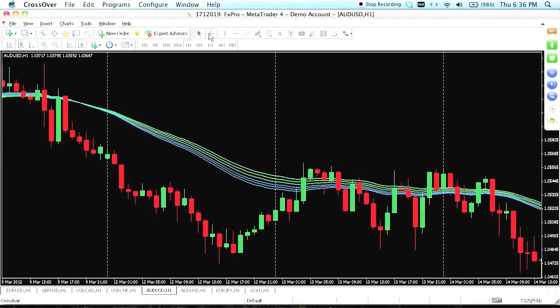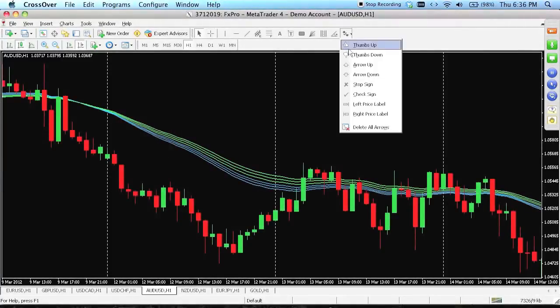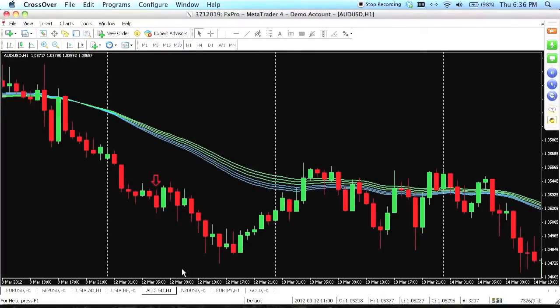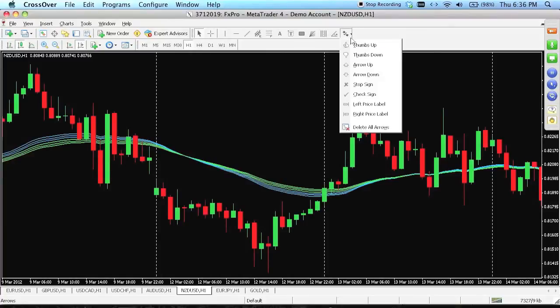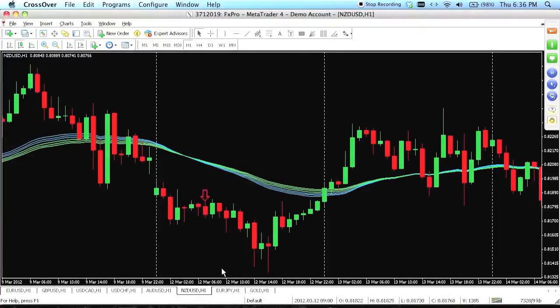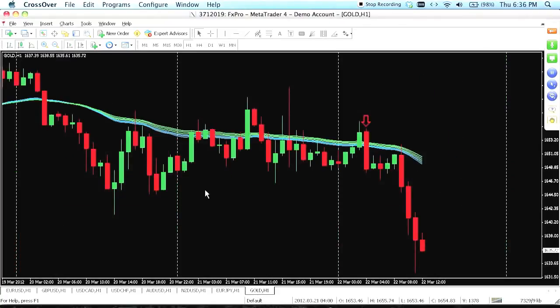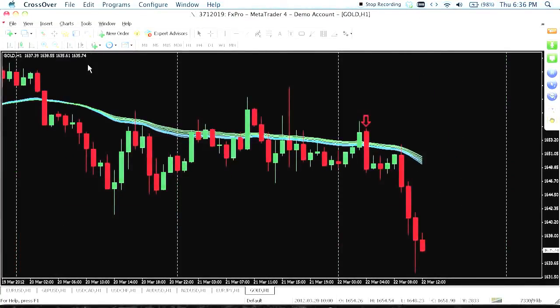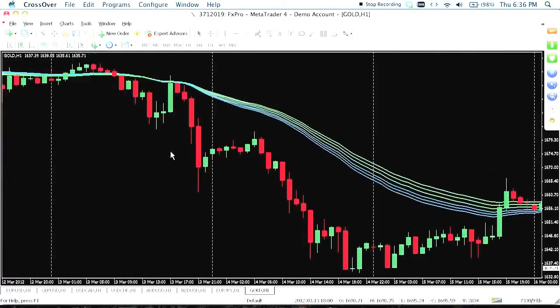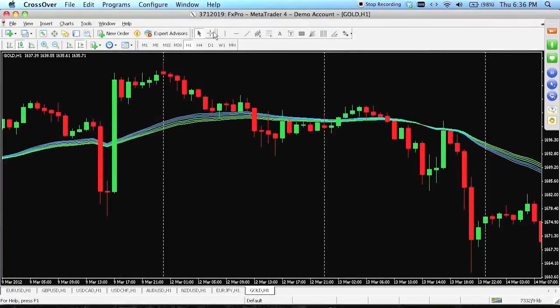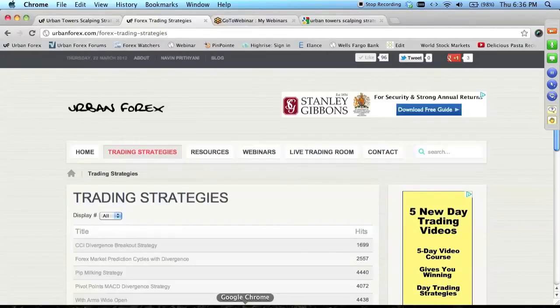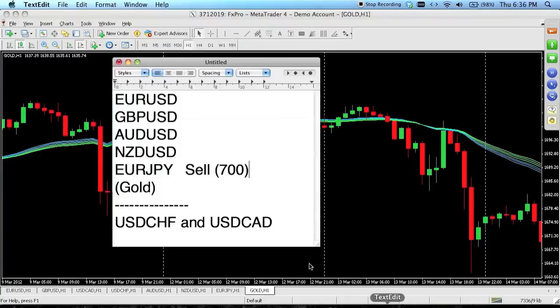Aussie dollar, 7. We're going to sell. A decent drop. New Zealand dollar, 7. We're going to sell. Decent drop. Euro yen, we already know. Gold, 7 on the 12th. Let's go back to the 12th. At 7, we sell. Minor drop. So, putting this all together, would you have made 300 pips off of this one? No. But would you have made more than 17 pips?